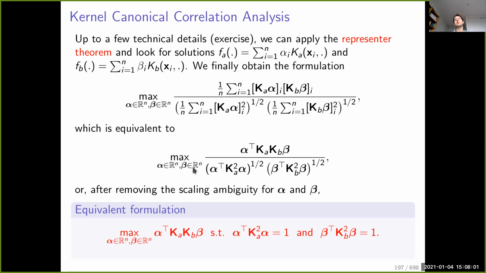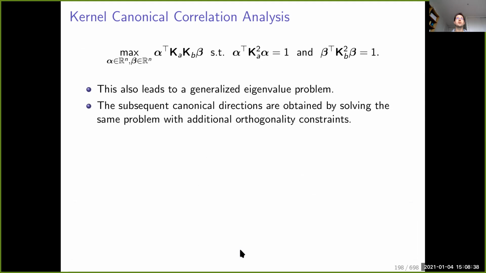Again, we have a scaling ambiguity for alpha and beta. If you multiply alpha by a scalar, you do not change the objective, and the same for beta, such that we can restrict ourselves to a solution that satisfies this set of constraints, such that the variance terms on the bottom are normalized. So it's actually a simpler formulation. We maximize the product between alpha, Ka times Kb times beta under these quadratic constraints. And we can now proceed and try to work on this.